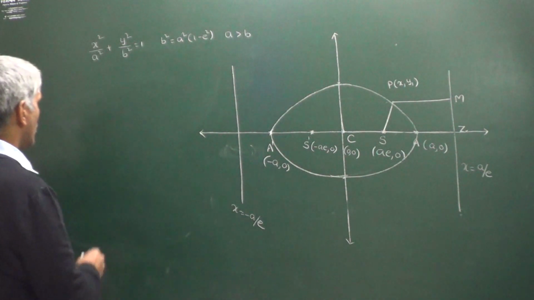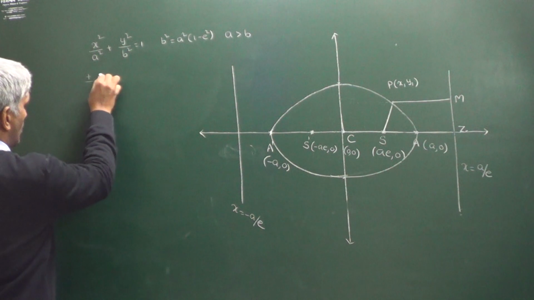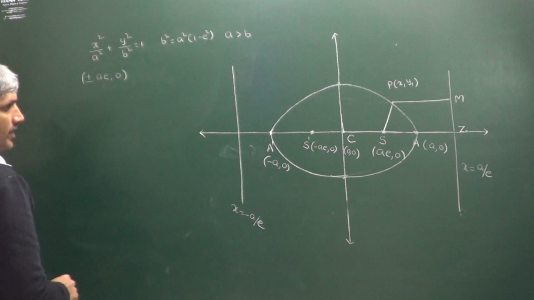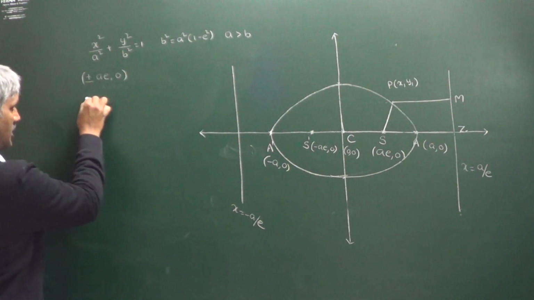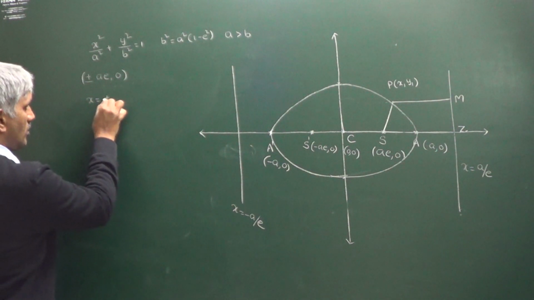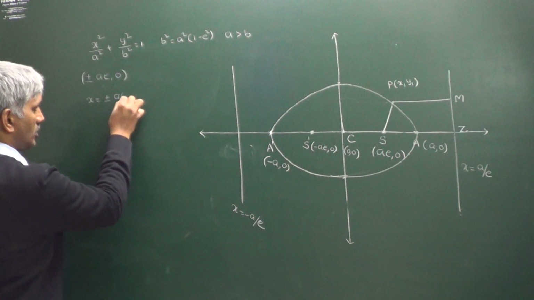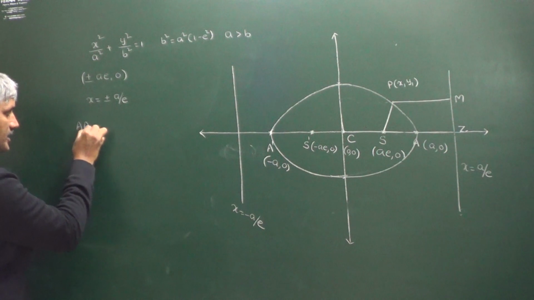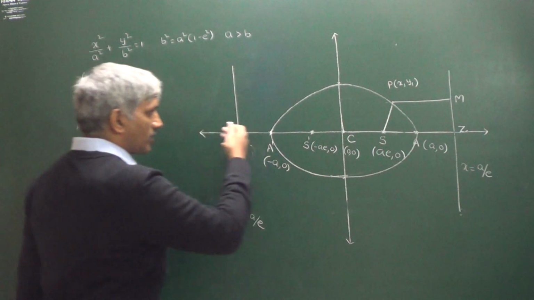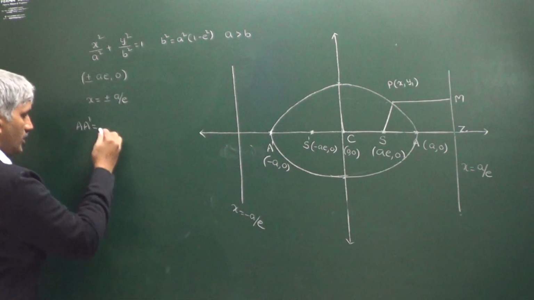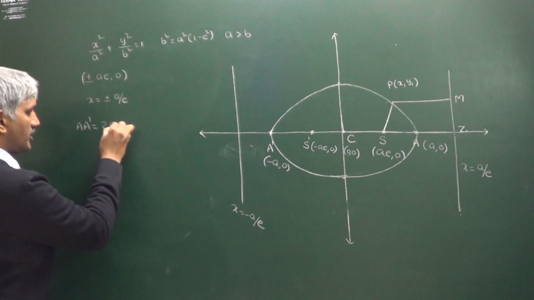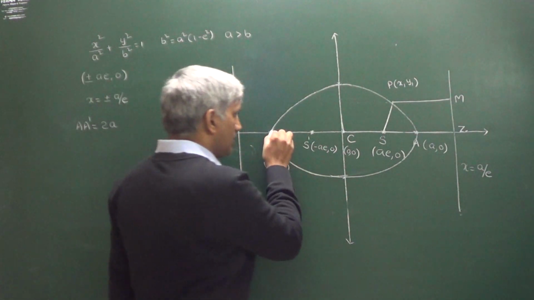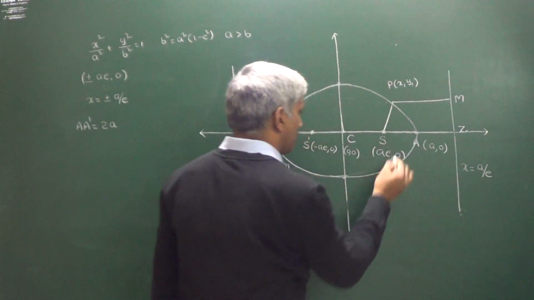So we got the coordinates of the foci as (±ae, 0), and next the equations of the directrices we got x = ±a/e. Here we are calling A'A the major axis, and the length of the major axis is equal to 2a.